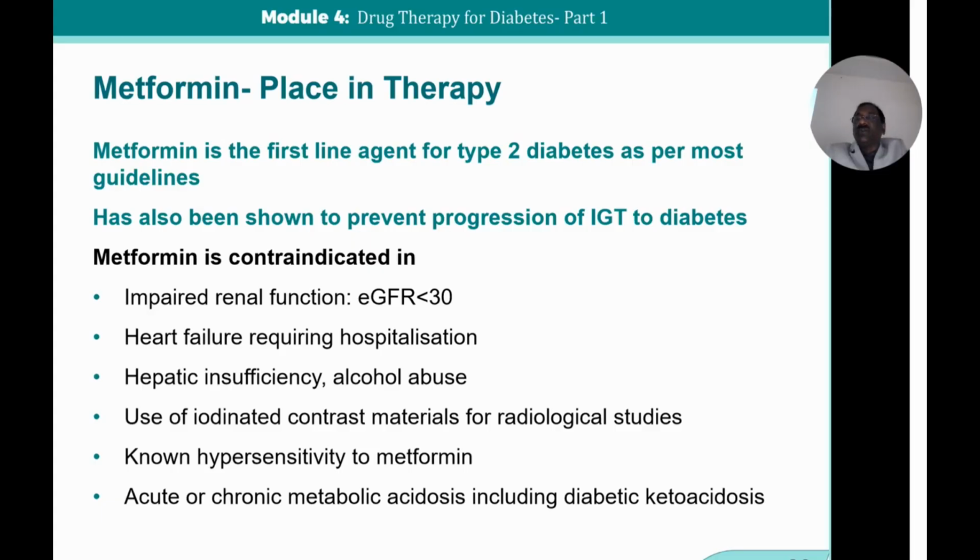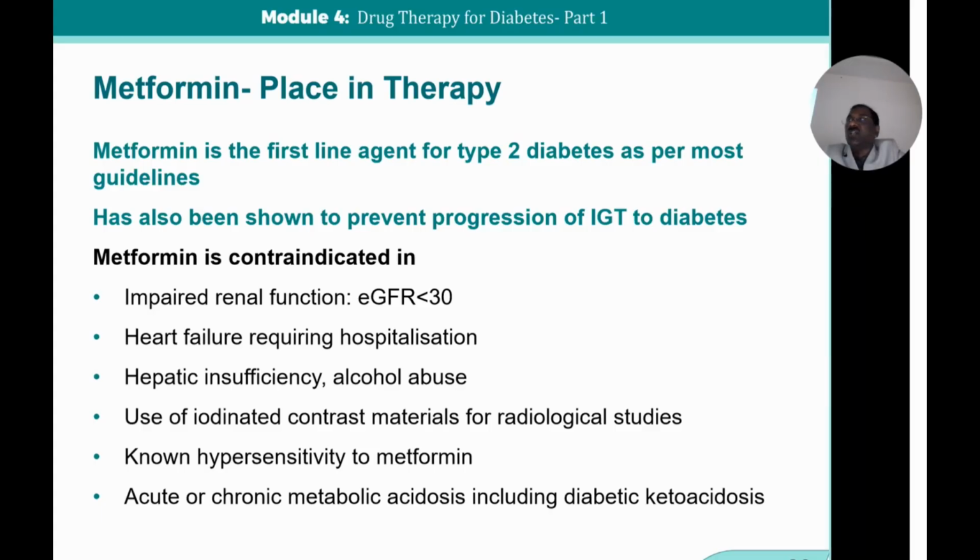CKD is divided into 5 grades according to the GFR only, not according to your creatinine levels. When the GFR is more than 90, CKD grade 1; 60 to 90, grade 2; 30 to 60, grade 3, again divided into A and B; 15 to 30, grade 4; less than 15, grade 5, also called end stage renal disease. So in all renal failure patients with GFR less than 30, stop it.